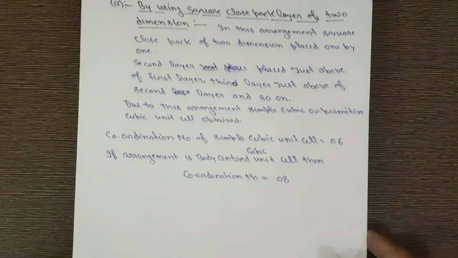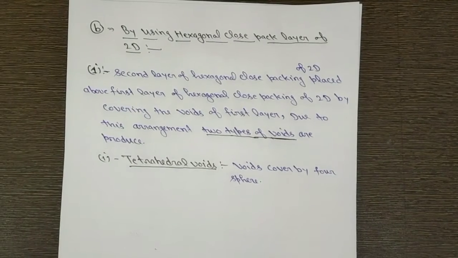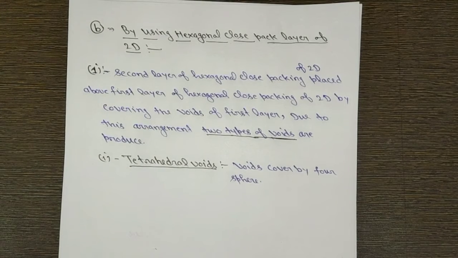Then we study the second close packing in 3 dimensions. Second close packing in 3 dimensions occurs by using the hexagonal close pack layer of 2 dimensions. This arrangement occurs in the following steps. That means the close packing in 3 dimensions is obtained by using the hexagonal close pack layer of 2 dimensions. Placing of the hexagonal close pack layer occurs in the following steps.